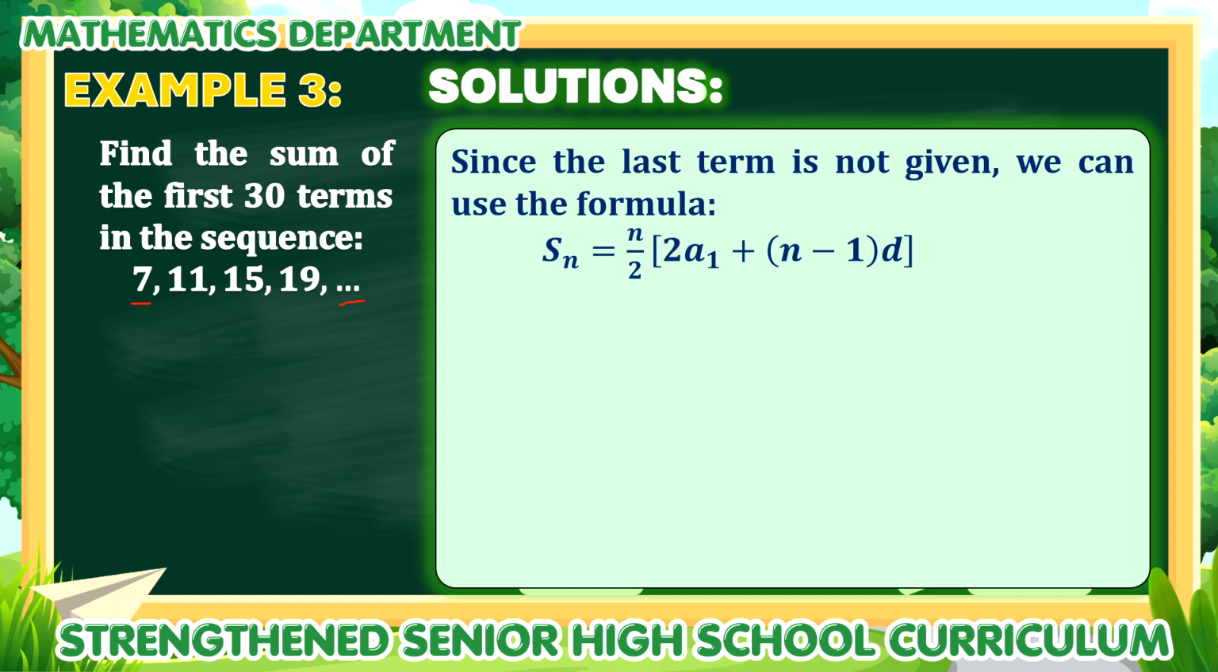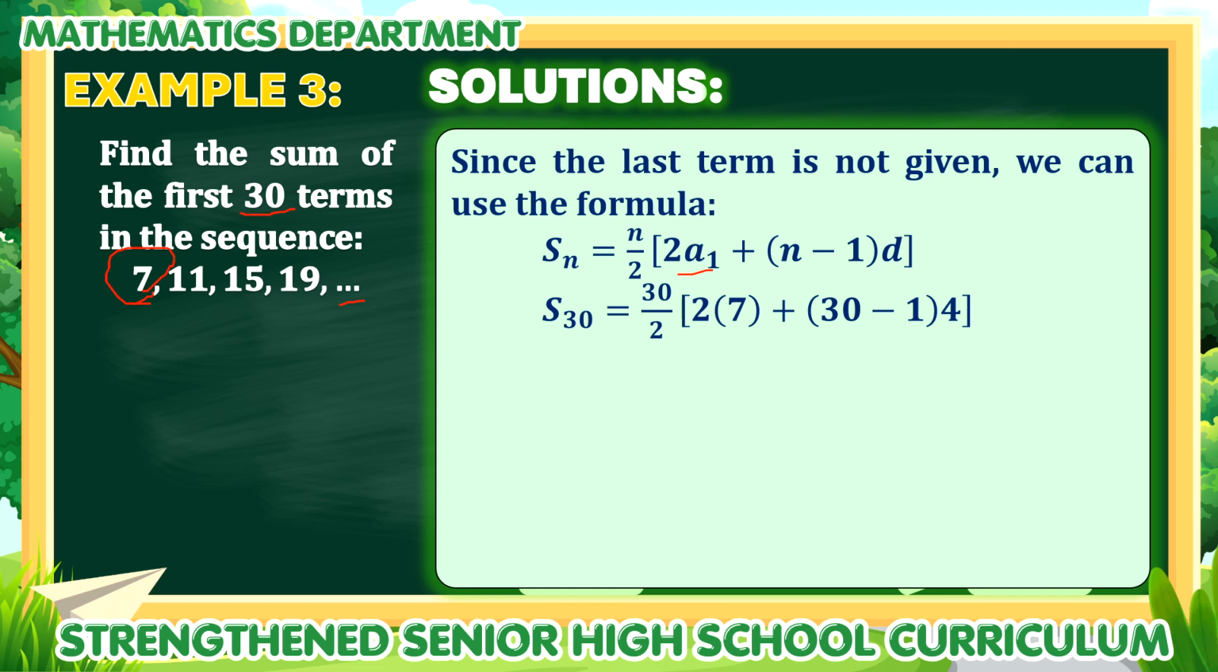So by substituting our given, since we are looking for the sum of our first 30 terms, that means our n is equal to 30. So we have S sub 30 equals 30 over 2 multiplied by 2 times our first term, which in this case is 7. So 2 times 7 plus our n again, which is 30 minus 1, times our common difference, which is 4.